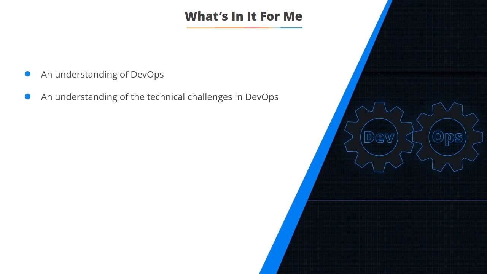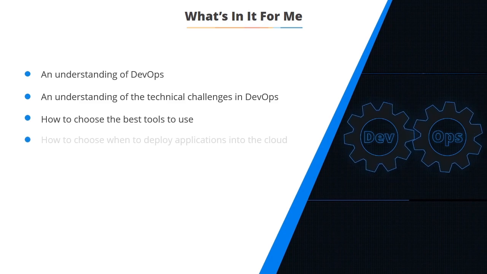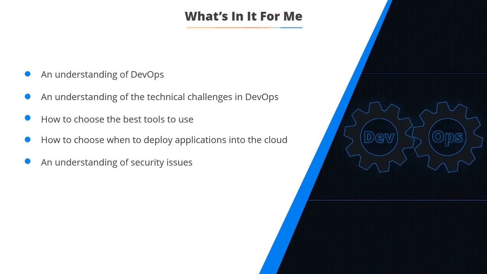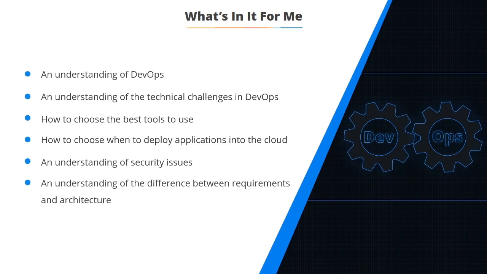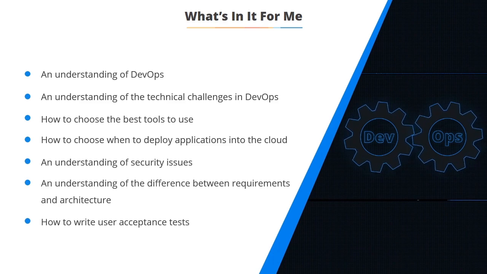Get an idea of the technical challenges of DevOps, which are quite a few, and how to choose the right tools to use, because there are plenty of them. How to choose when to deploy an application into the cloud rather than on a local machine. And a very important understanding of security issues. We also need to understand the difference between requirements and architecture, which are often confused. And we also need to be able to write good acceptance tests.